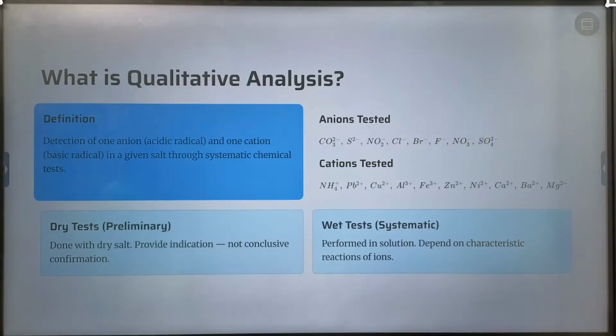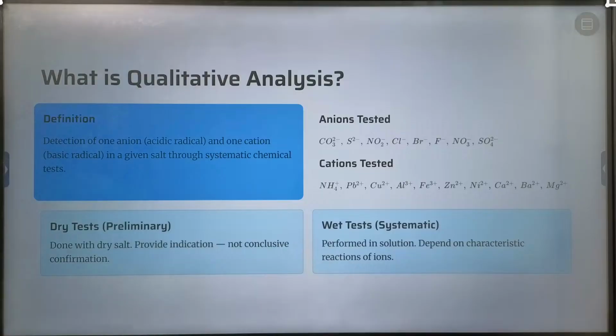The cations given in the syllabus are ammonium, which is the 0th group cation; lead, first group; copper, a 2nd group cation; aluminum and iron, the 3rd group cations; zinc and nickel, the 4th group cations; calcium and barium, the 5th group cations; and the 6th group cation is magnesium. You have to analyze these anions and cations.